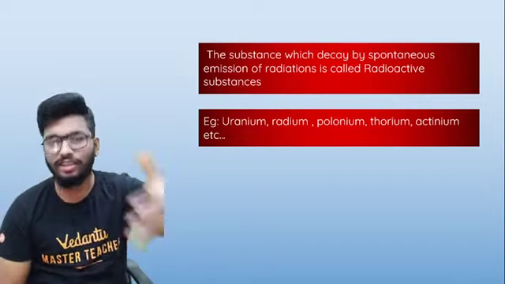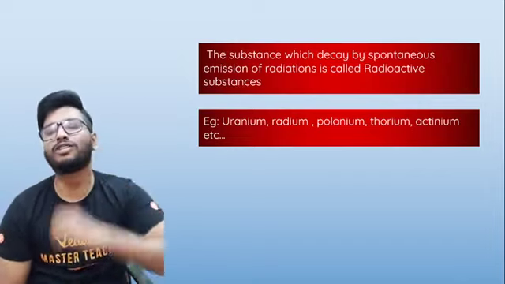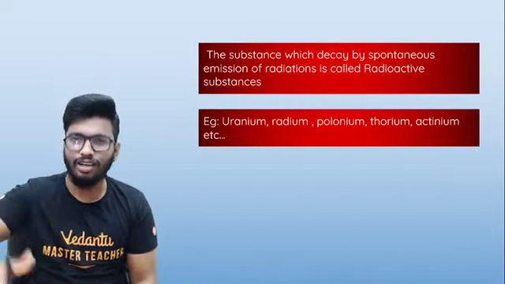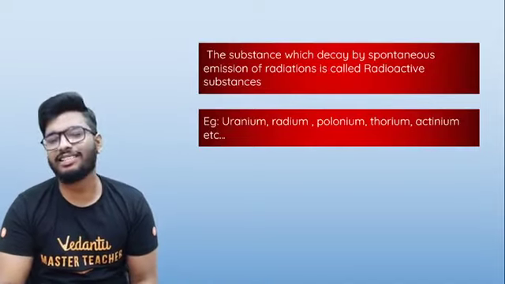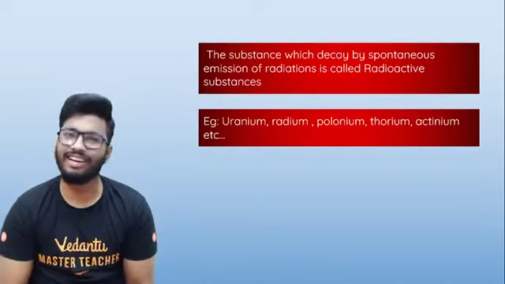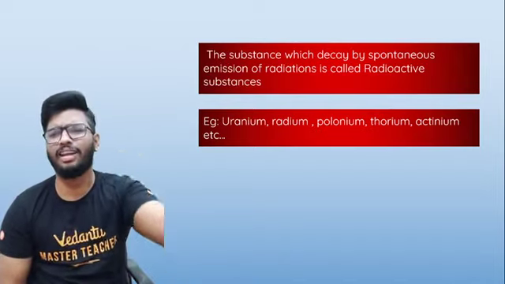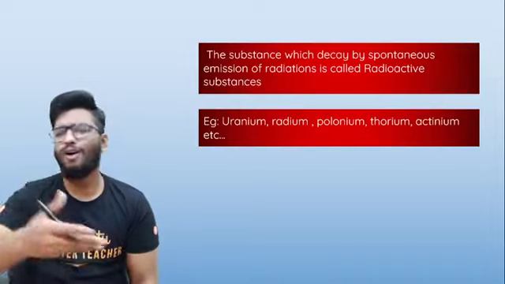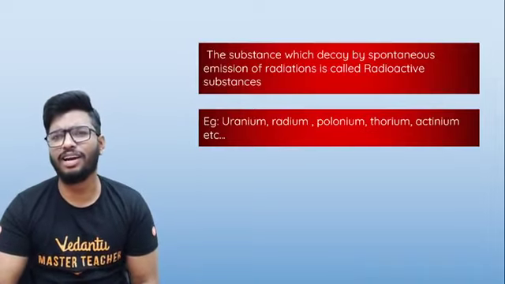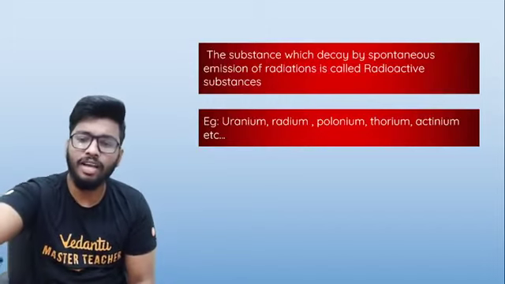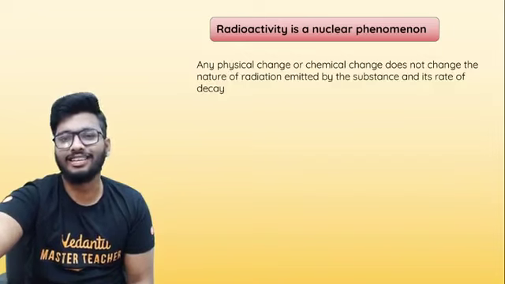And those substances which undergo this kind of decay by a spontaneous emission of radiation, those are called radioactive substances. All those substances which undergo this kind of spontaneous emission, or basically they undergo the radioactive decay, those are called radioactive substances. And examples can be uranium, radium, polonium, thorium, and actinium. All of these are different kinds of radioactive elements which are very much used in different fields. Anyways, now here's the thing, guys.